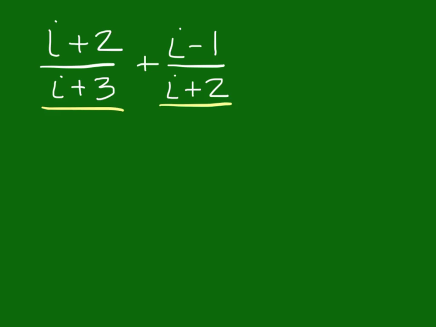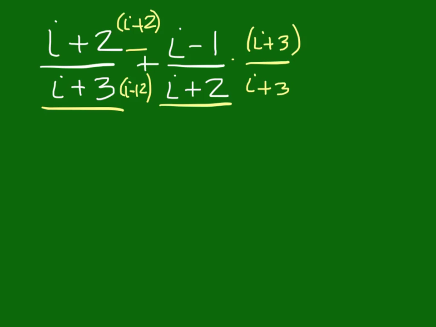In other words, you multiply them together. So on this side, I would have to multiply the top and the bottom by i plus 2. And then on this side, multiply the top and the bottom by i plus 3. And then multiply these out to see what we come up with.